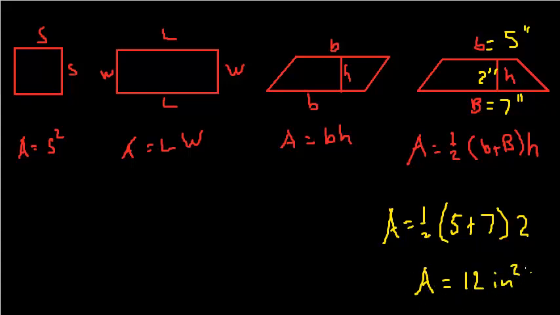Any unit of area is always going to be squared. It comes from the idea of a square inch, where each side of this square is 1 inch. So this is 1 square inch.